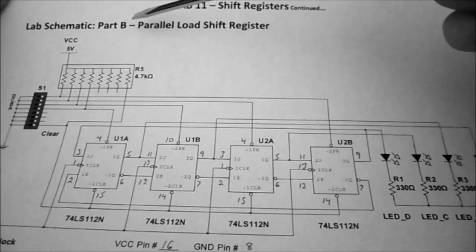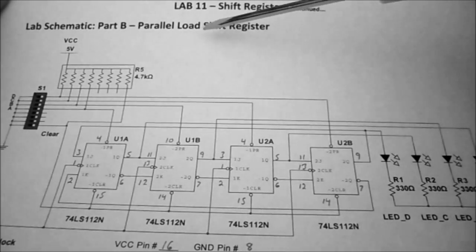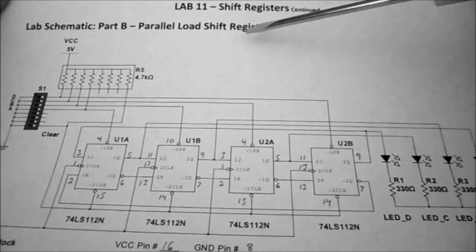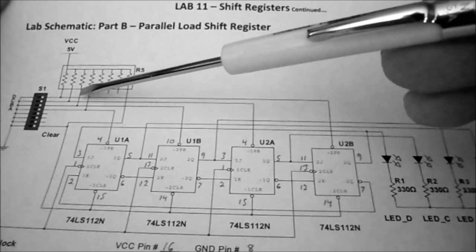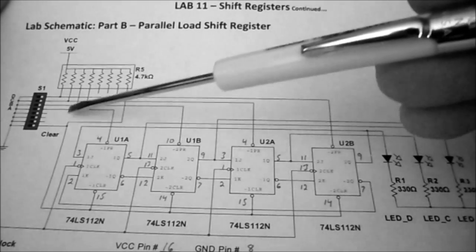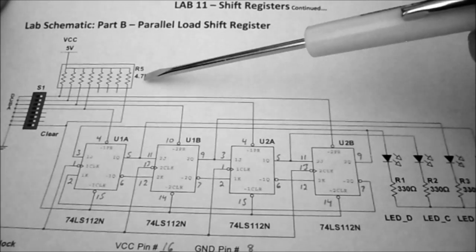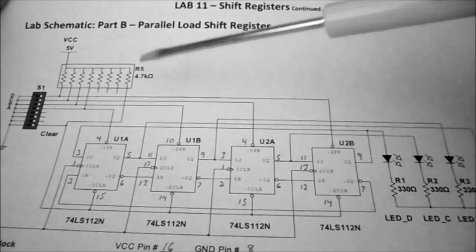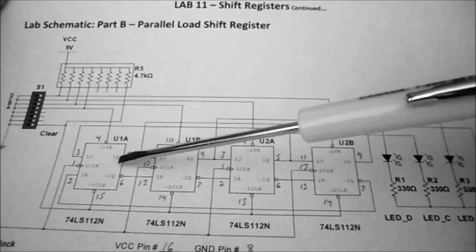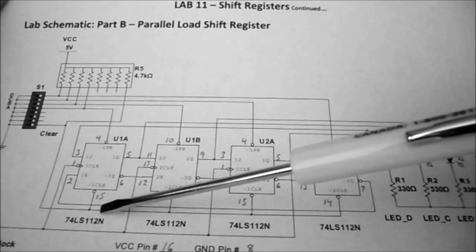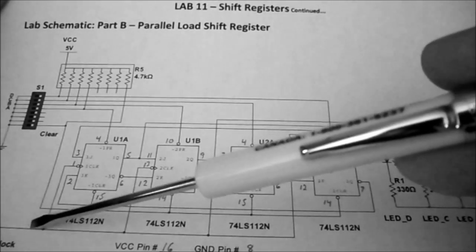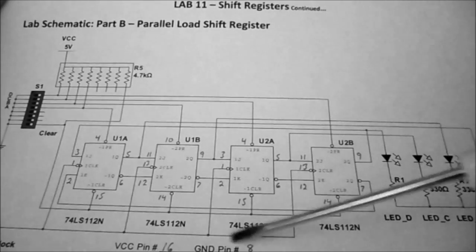So for Lab Schematic Part B, we're going to do a parallel load shift register. You can see that I have to use 5 switches on my dip switch, so now I'm going to use a SIP resistor. And now we've changed the IC to the 112, and we're still going to use the same 1 Hertz signal coming in.